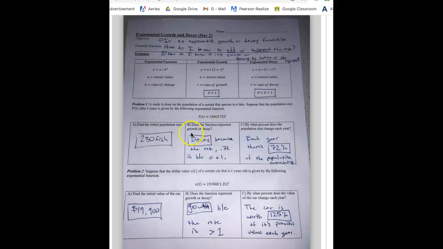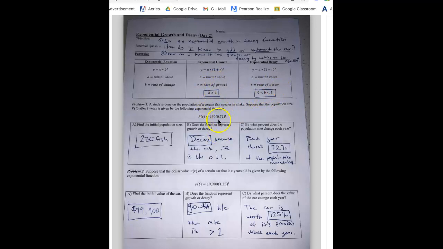Does the function represent growth or decay? Well, that's going to come from the rate. The rate is 0.72, and that is going to be decay. Because if you look up here, growth is going to be when your rate of growth is greater than 1, or your multiplier is greater than 1. Decay is going to be when your rate, which here is b, is between 0 and 1. As you see here, this b is between 0 and 1. So if the b value, which again is the value with the exponent, is between 0 and 1, it's decay. If it's greater than 1, it's growth.